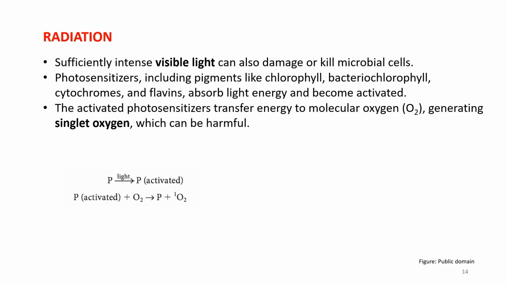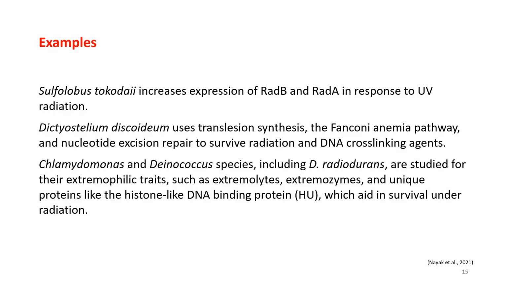Sufficiently intense visible light can also damage or kill microbial cells. Photosensitizers, including pigments like chlorophyll, bacteriochlorophyll, cytochromes, and flavins, absorb light energy and become activated. The activated photosensitizers transfer energy to molecular oxygen, generating singlet oxygen, which can be harmful. So, we see that radiation is a big challenge for the microbes to survive.